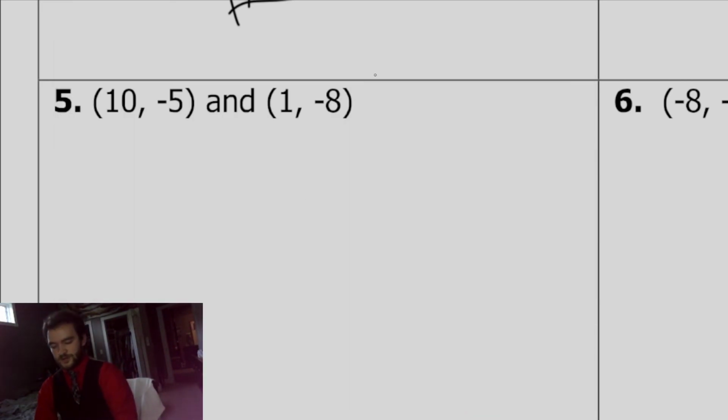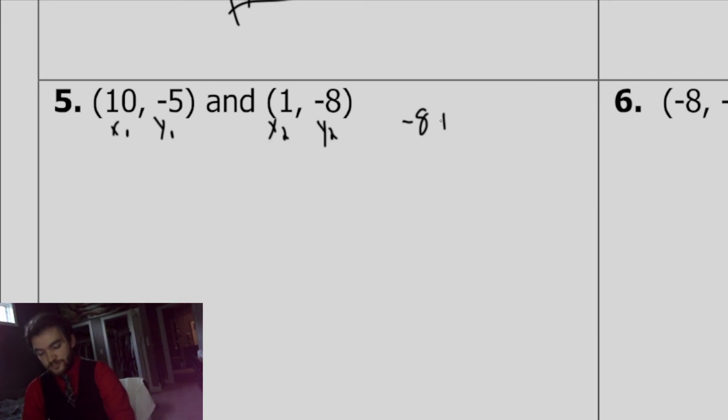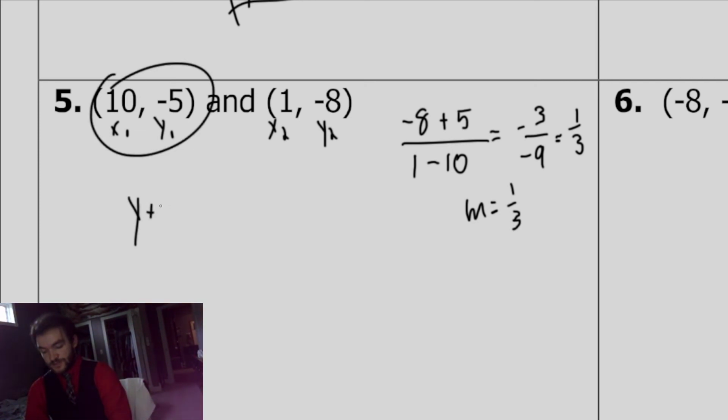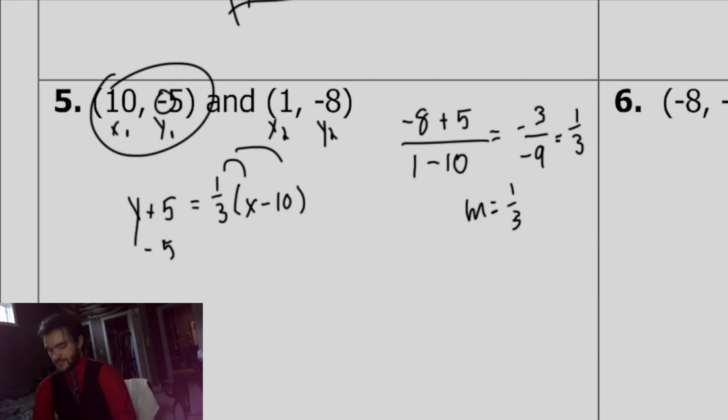So basically you do the same thing, right? I'm going to do minus 8, y2, y1, x1, x2. Good. So negative 8 plus 5, because it's negative, over 1 minus 10. Negative 8 plus 5 is negative 3, over 9, which is leaving us with just positive 1/3. So m equals 1/3. Y minus, I'm going to use these ones again, so plus 5, not minus, because it's a negative in the front, equals m, which is 1/3, times x minus 10. Good. And then distribute, subtract 5.